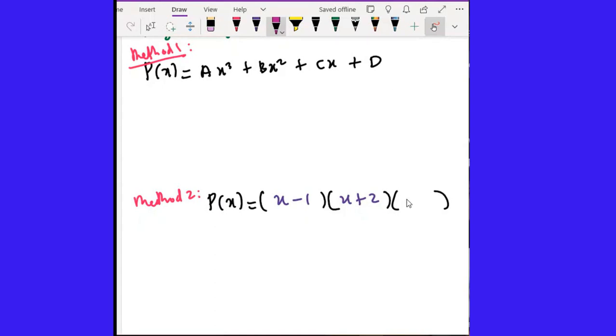Ini cubic kan? Ni A X plus B kan? Okay. On camera. On the mic kan? Okay, ni nak cari A and B.